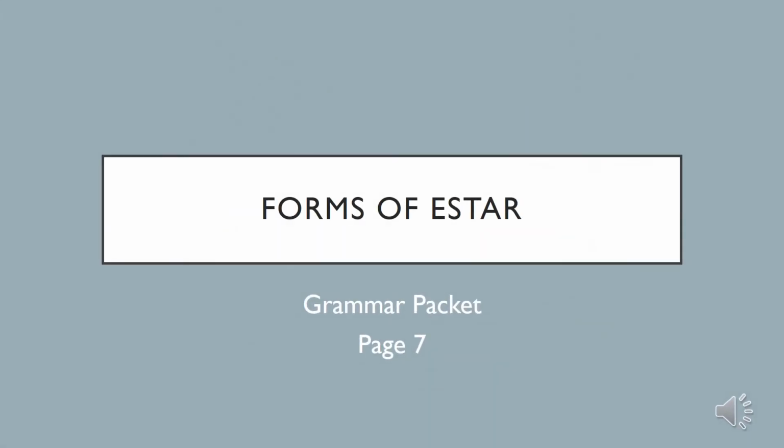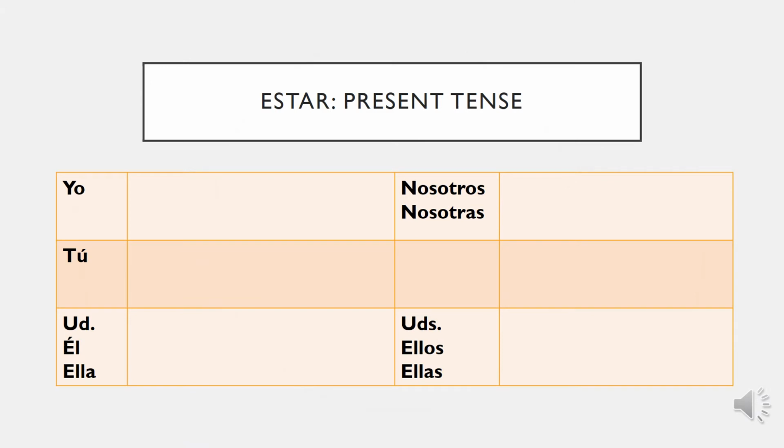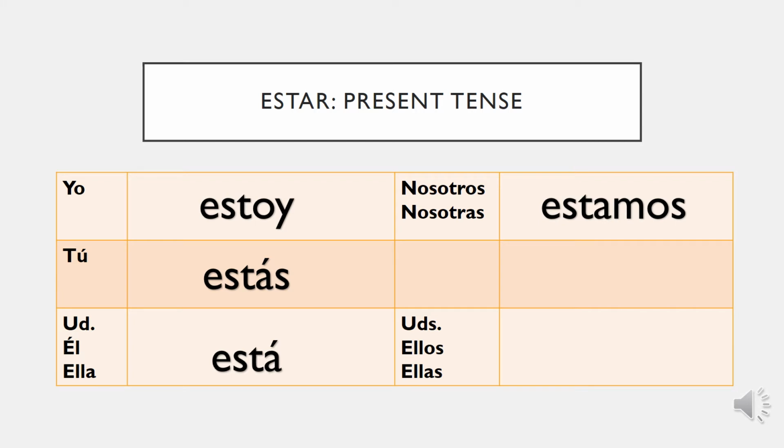We're going to move on to the forms of estar, and we're going to look at these in the same tenses. The present tense form of estar is yo estoy, tú estás, usted, él, ella está, nosotros estamos, ustedes, ellos, ellas están. Notice that we have accent marks in the tú form, the usted, él, and ella form, and in the ustedes, ellos, and ellas form.